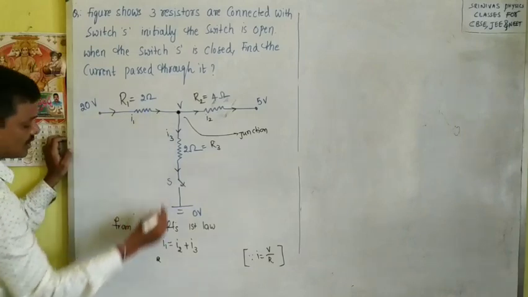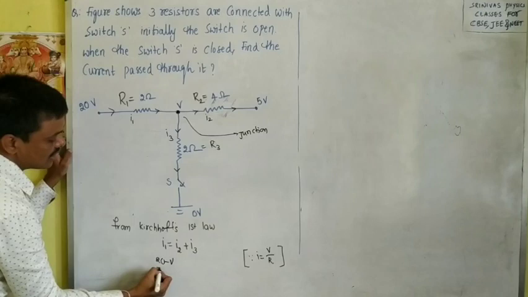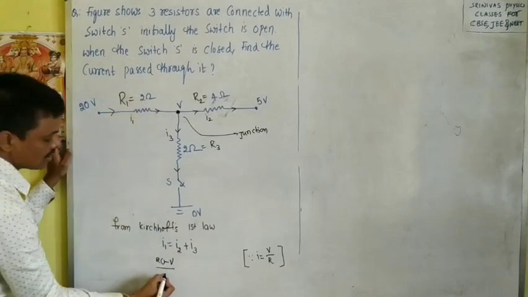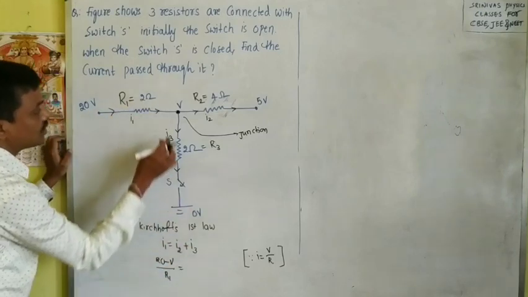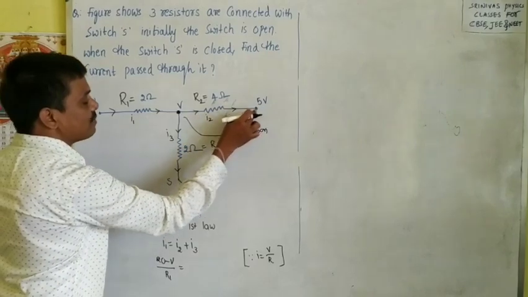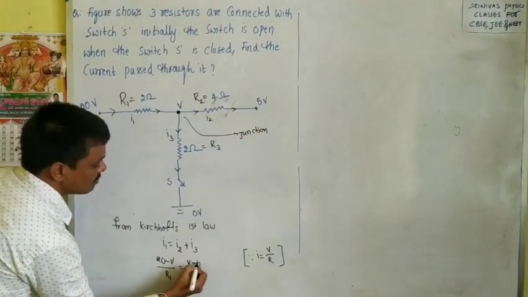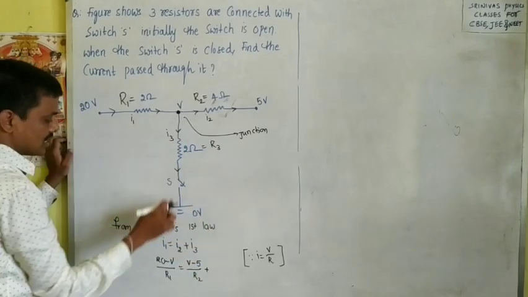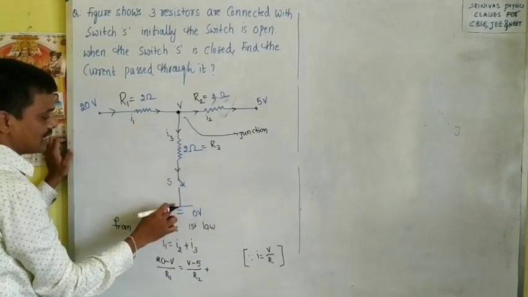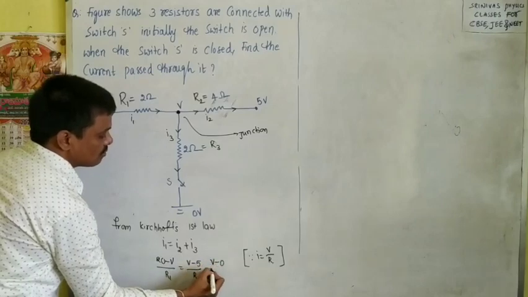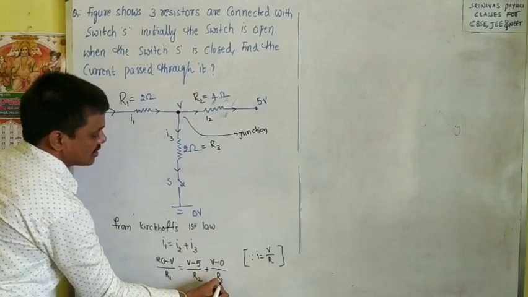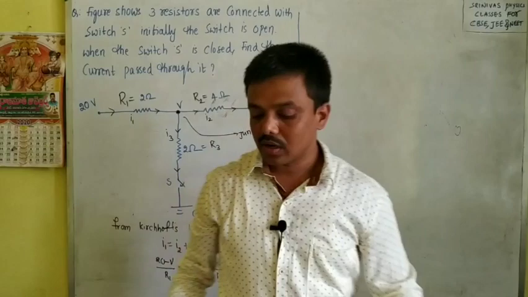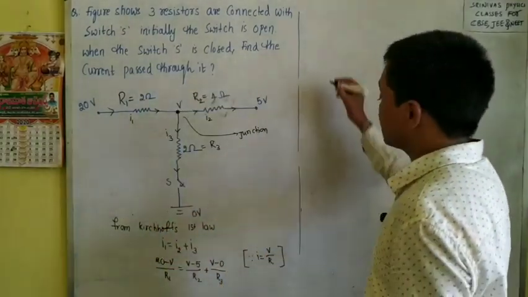Okay, 20 minus V is the potential difference across R1, so I1 equals (20 minus V) by R1. I2 we write as potential difference V minus phi by R2. Here the potential difference for I3 we write as V minus 0 by R3. Now let us substitute all these values and simplify this.